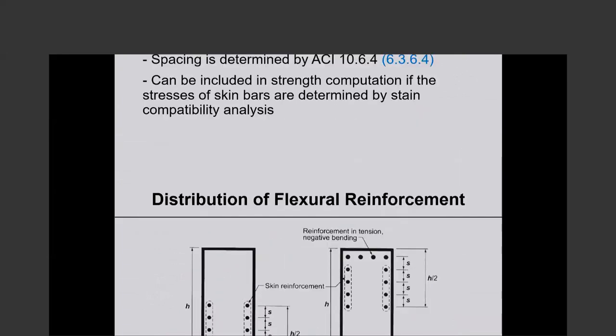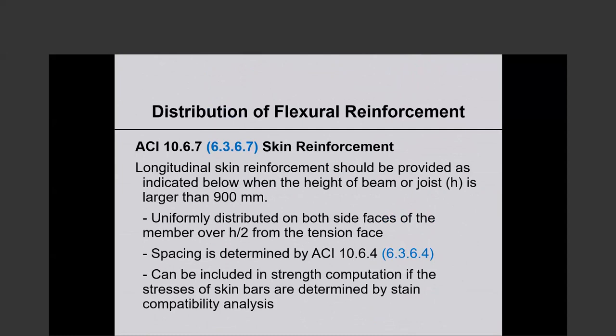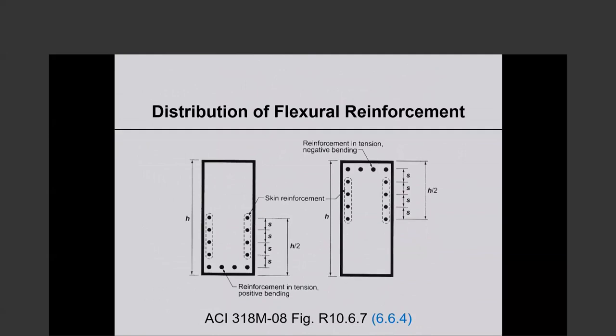Sorry. The skin reinforcement can be included in strength computation. You are allowed to do that if the stresses of the skin bars are determined by strain compatibility analysis on the basis of straight line strain distribution. But be careful, if you are going to count the skin reinforcement, it has to be properly developed. Very, very important.